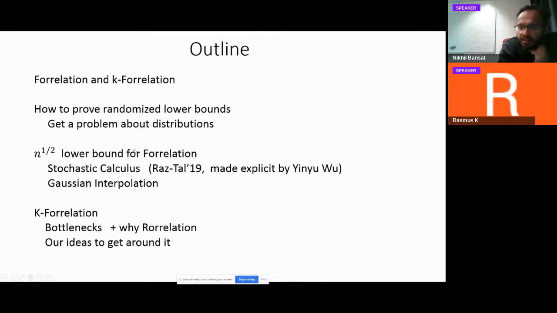Even though this was known already in the work of Ambainis and Aaronson in 2014, actually their proof was quite complicated. It's a 60-page paper. But there is a very nice proof, and we'll do this full proof using stochastic calculus techniques, which Raz and Tal developed a couple of years ago, in a slightly different context of separating PH from BQP. The stochastic calculus approach wasn't explicit in their work, but it was made explicit in this note by Yingyu Wu, who's a student at CMU, or was a student at CMU.